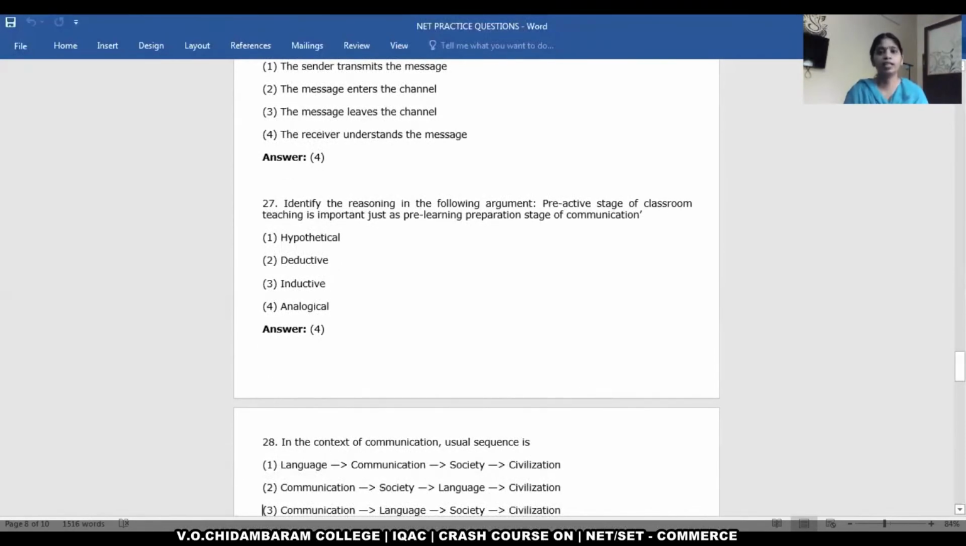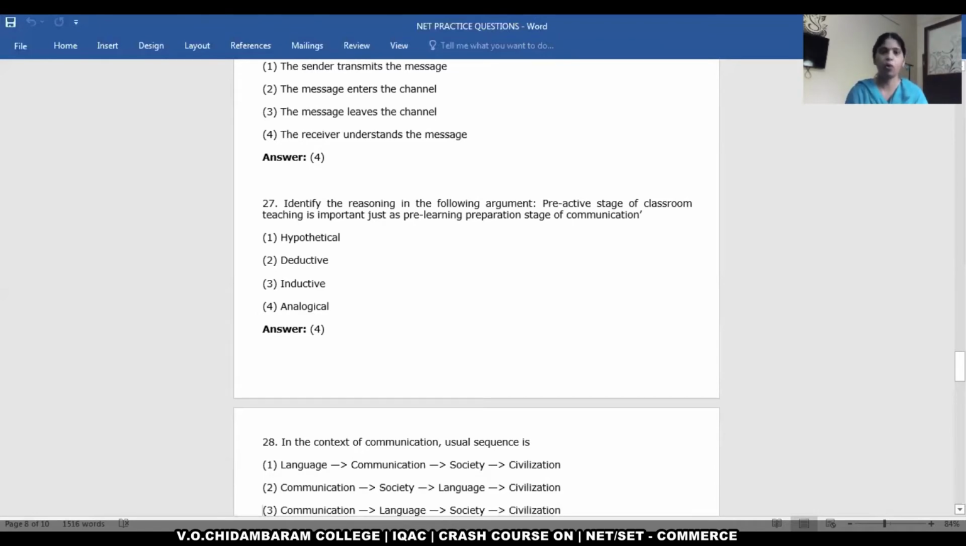Identify the reasoning in the following argument. Pre-active stage of classroom teaching is important just as pre-learning preparation stage of communication. Here we have two statements. Okay, one thing is compared to another statement. Okay, now based on this, identify the reasoning in the following argument. What type of reasoning is used? Is it a hypothetical reasoning? Hypothetical statement? Hypothetical is somewhat imaginary.